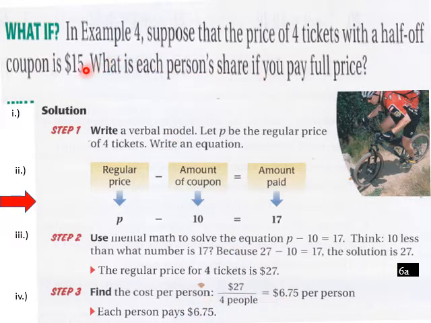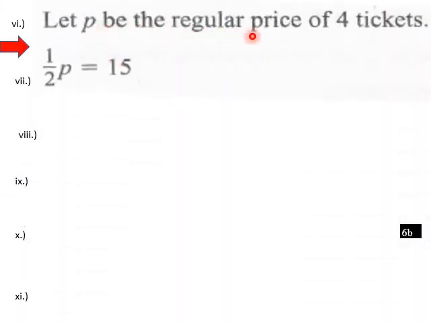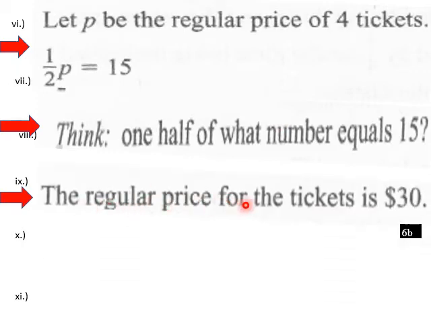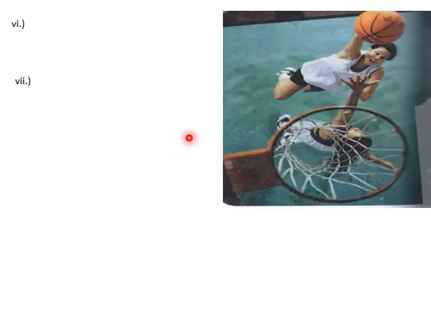Now we have a half-off deal. Let P be the regular price of 4 tickets, and then 1/2 of P equals 15. So 1/2 of what number P equals 15? If you think about that, the regular price for the tickets must be $30 because 1/2 of 30 would equal 15. So the cost per person will be $30 over 4 people, which would be $7.50 per person in that situation.